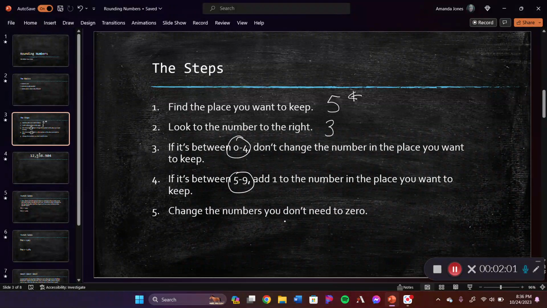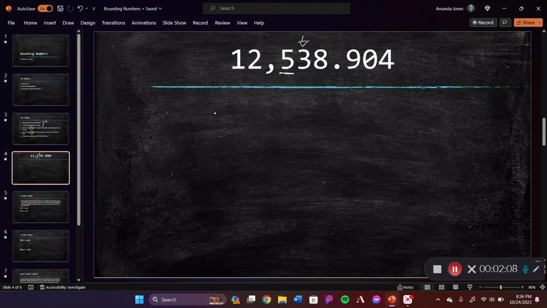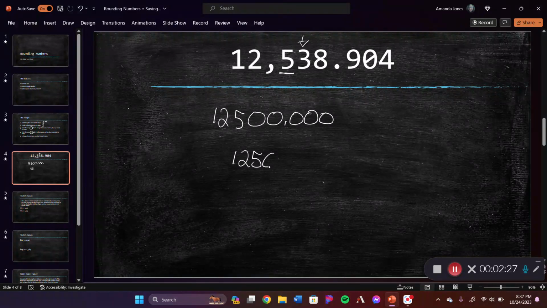And the other step says, after you have done these steps, you change the numbers you don't need to 0. So we wanted to keep the 5. Everything else we don't need. So we change it to 0. So we just rounded this number to the hundreds place. 12,538.904, that's a mouthful, now is 12,500 because these zeros after the decimal you don't need. Okay, let's do another one.